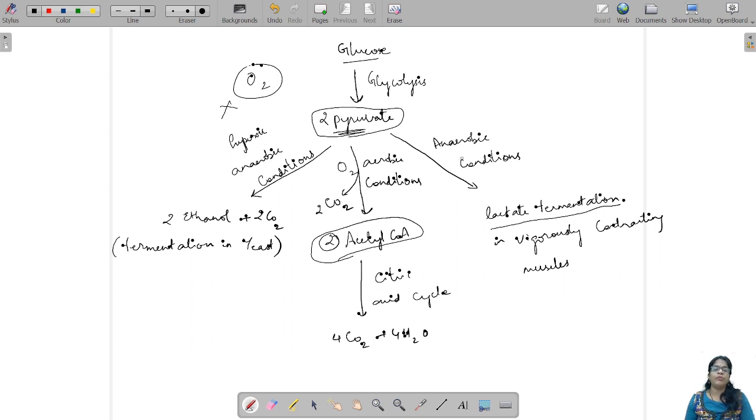During an anaerobic condition, you may also experience pain in your muscles, which is due to lactate fermentation. Lactic acid gets accumulated in your muscle cells due to strenuous exercise, because vigorous contraction of your muscles leads to the formation of lactate, as lactic acid fermentation is happening in the muscle cells. So this is commonly happening in our cells. Based on the availability of oxygen, the fate of pyruvate is decided.